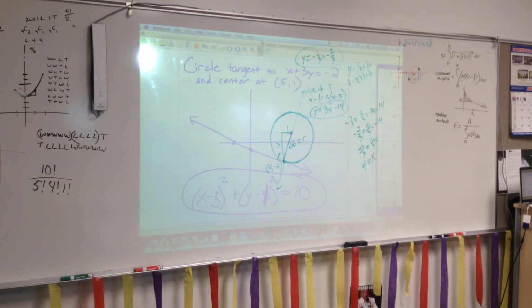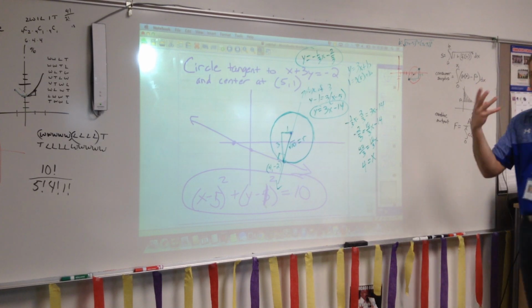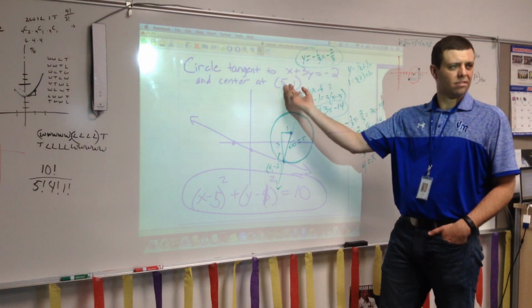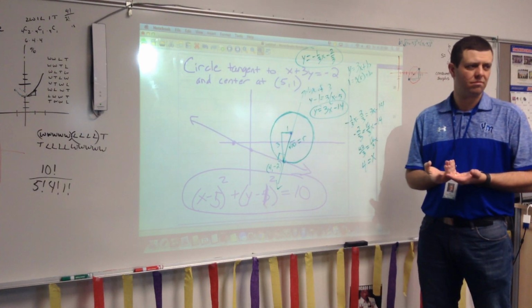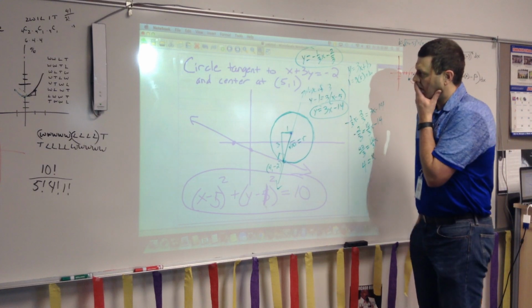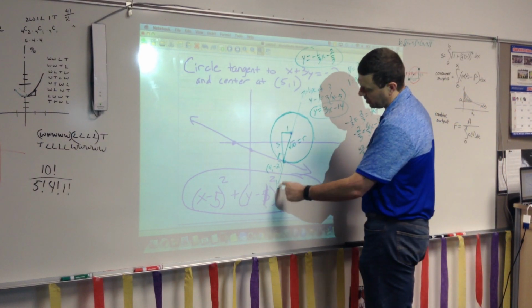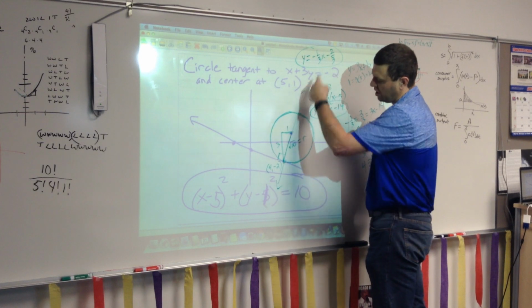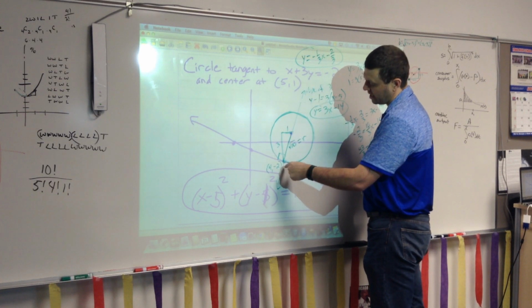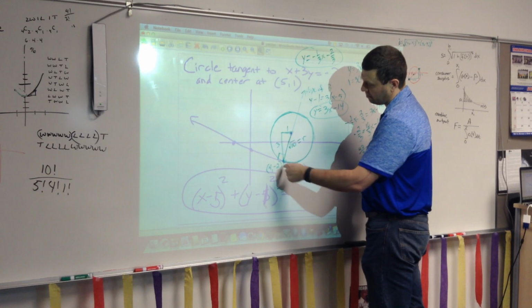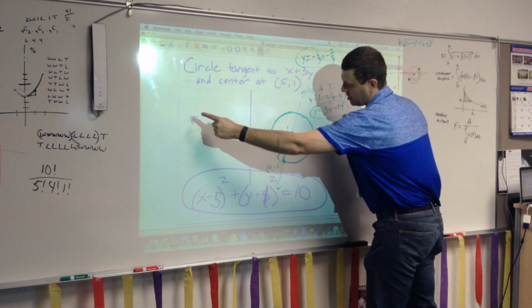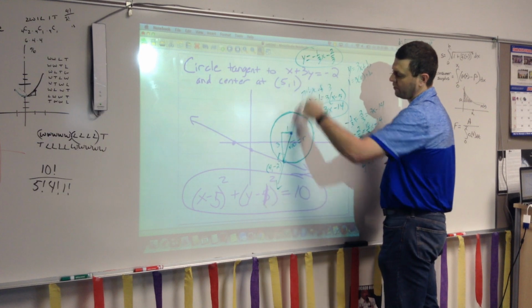All right, what questions do you have on this? So your thought process here is, okay, I got my center, I need to find my radius. Well, the first thing you want to do is find the equation of the line that would go through the center but be perpendicular to this. So you've got to find the equation of that line first.